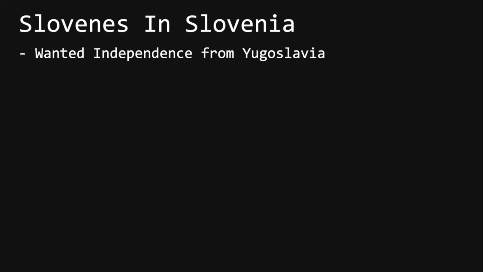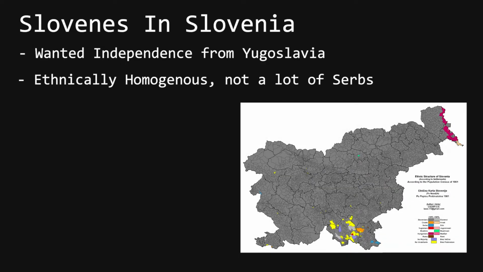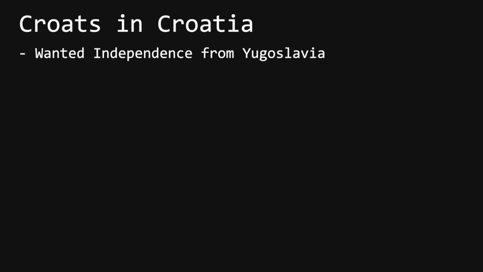The sides of the Yugoslav Wars, or any wars in the Balkans, are notoriously complicated, and in this Balkan War there are a whole 10 sides fighting for different goals. Starting from the top, we have the Slovenes in Slovenia, who wanted independence from Yugoslavia. The Republic of Slovenia was uncharacteristically homogeneous, with a low Serbian population, allowing it to withdraw from the Union relatively without bloodshed. The Croats in Croatia wanted independence from Yugoslavia.